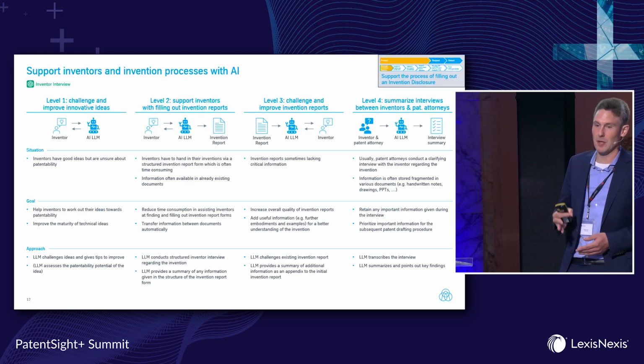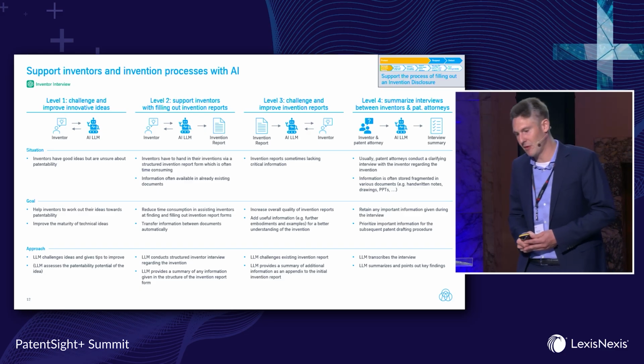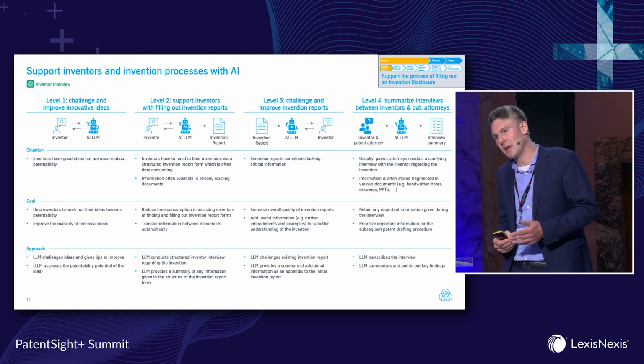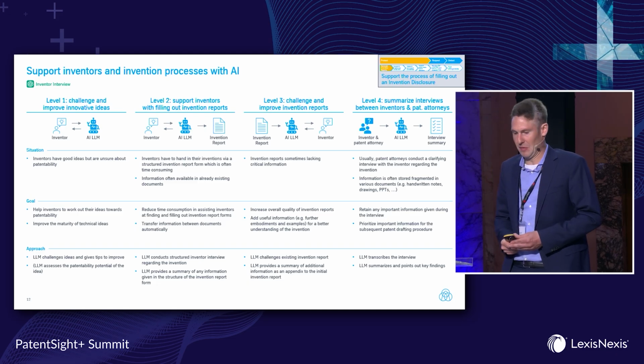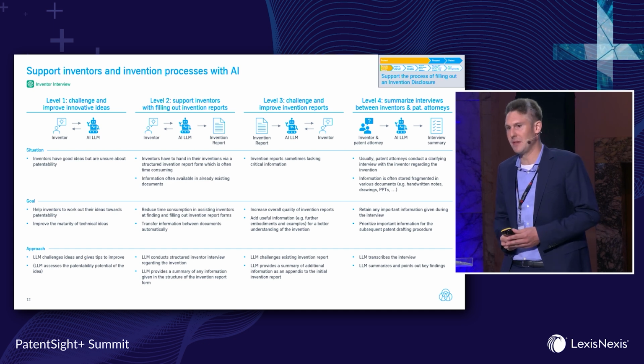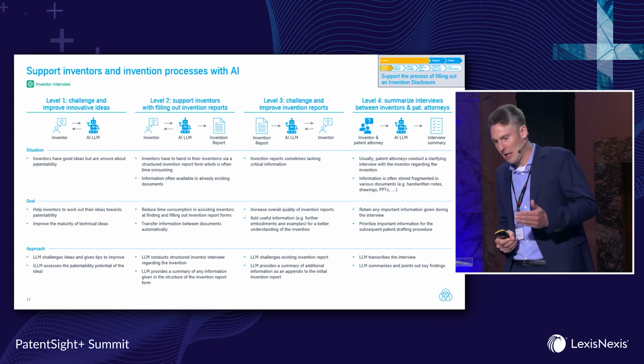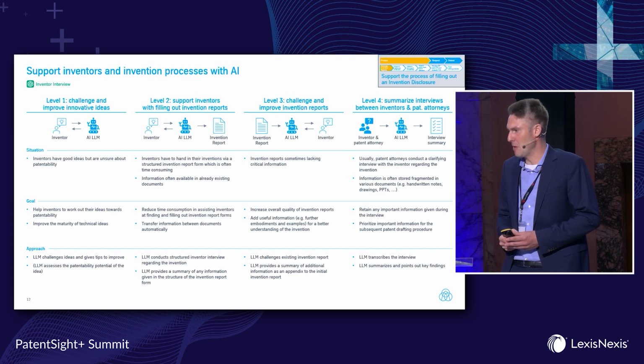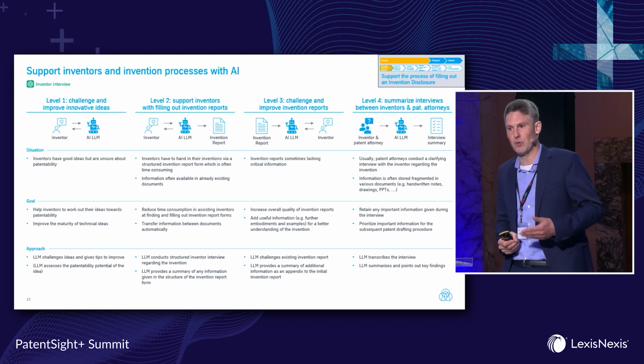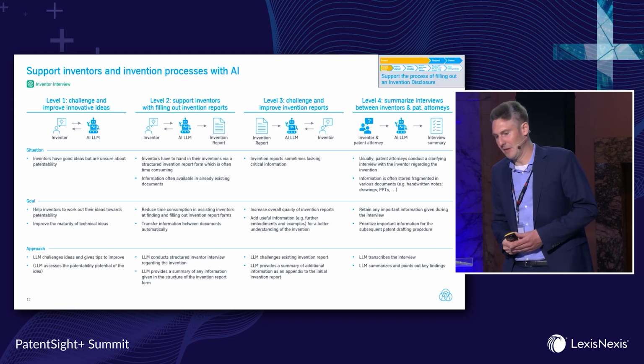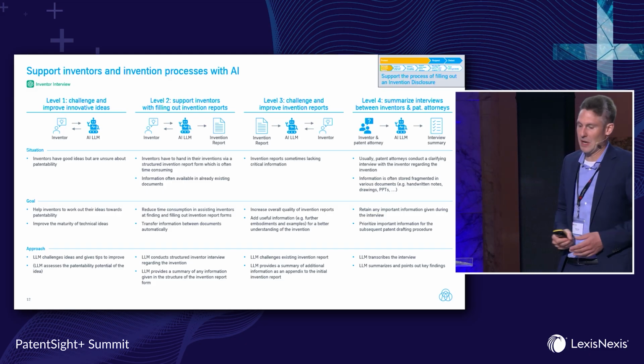We differentiate different levels, and the first level would be the inventor having a really initial rough idea, and maybe he's not quite sure about the patentability, and here the AI can challenge this idea, maybe pointing in a direction where he can develop this idea further towards a real invention, and may also give an assumption about the patentability.